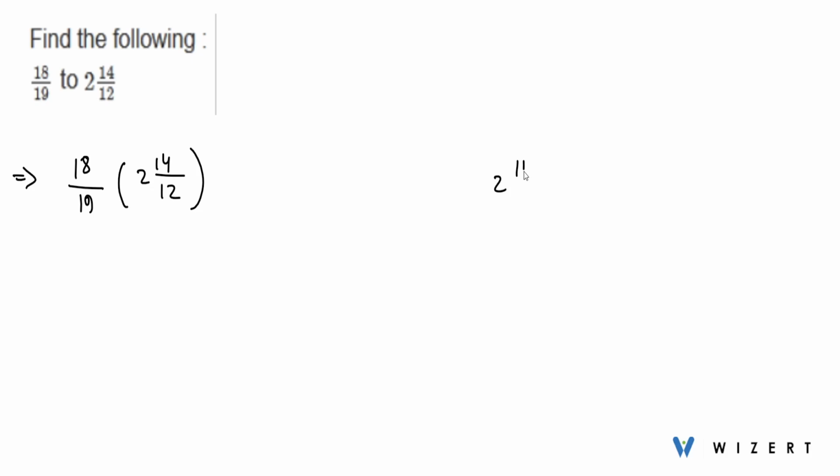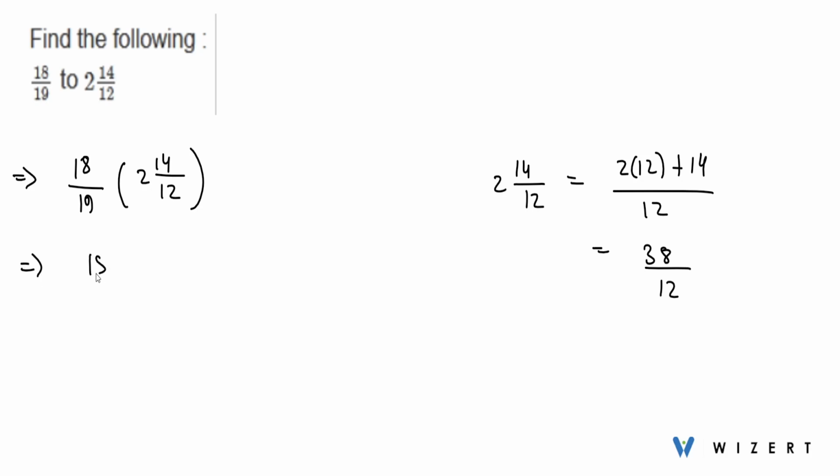So 2 14/12 can be written as (2 multiplied by 12 plus 14)/12. 2 multiplied by 12 is 24, and 24 plus 14 equals 38, and in the denominator we are going to have 12. So this will become 18/19 multiplied by 38/12.